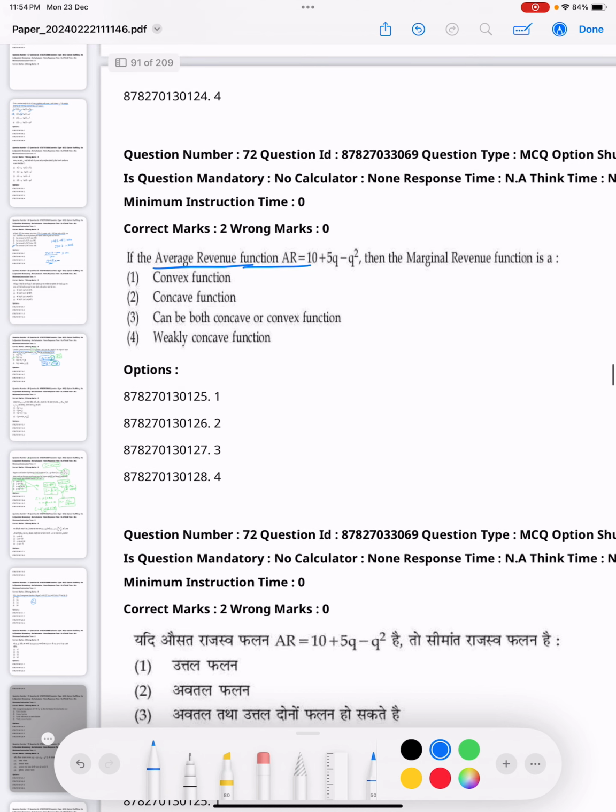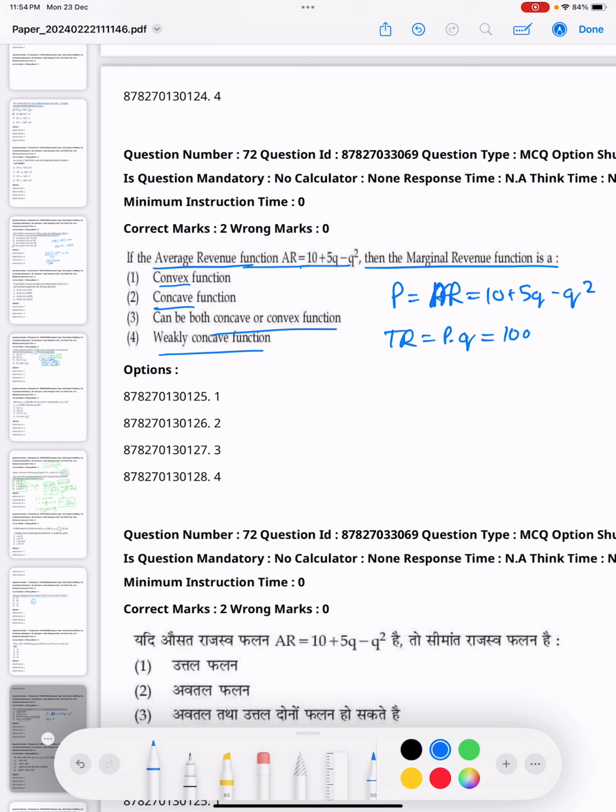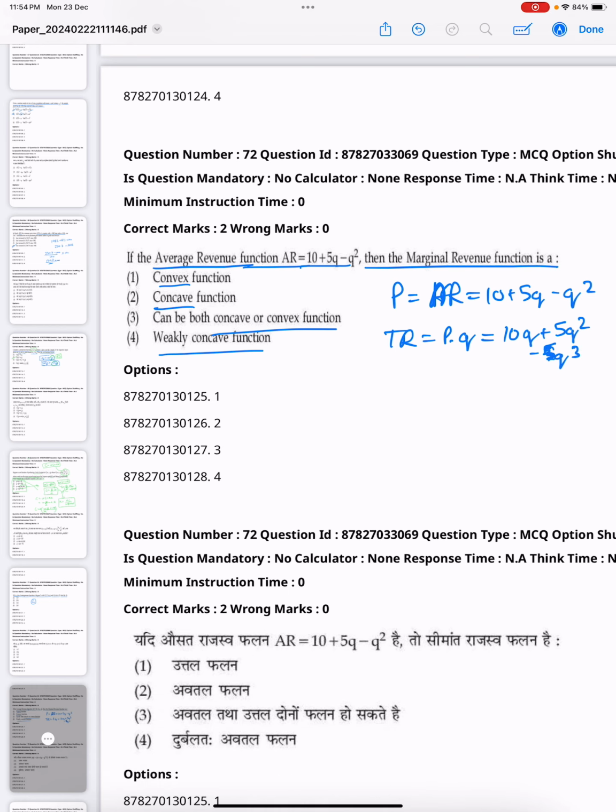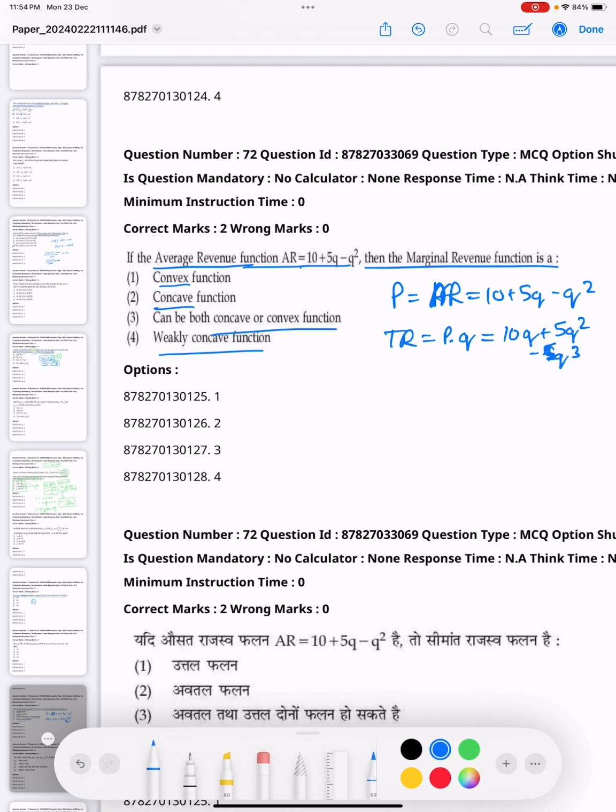If the average revenue function is this, then the marginal revenue function is convex, concave, both, or weakly concave function. So P is given to us, P is average revenue, which is 10 plus 5Q minus Q square. So total revenue would be P into Q, which is 10Q plus 5Q square minus Q cube. If we differentiate the total revenue with respect to quantity, we'll find marginal revenue. So del TR by del Q gives 10 plus 10Q minus 3Q square. So this is the marginal revenue.